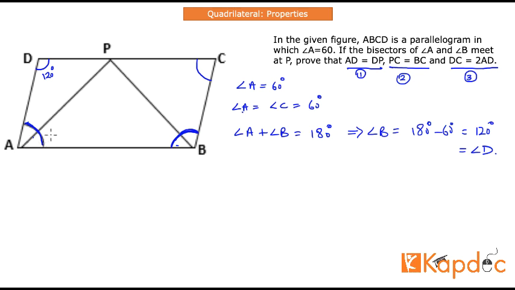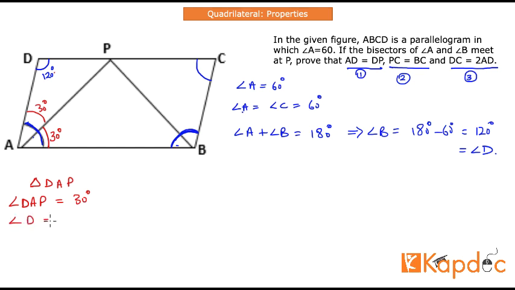We know that it is an angle bisector, hence the angle at vertex A will be divided into two equal parts, 30 degrees each, right? Now this gives you a very important result here, that if you look at only the triangle DAP, we know that the angle D is 120 and the angle DAP is equal to 30 degrees, correct?